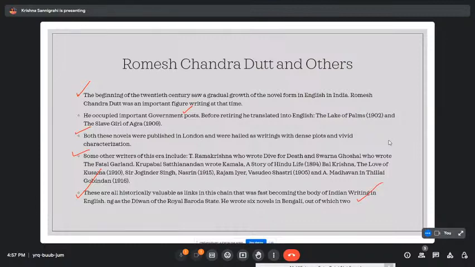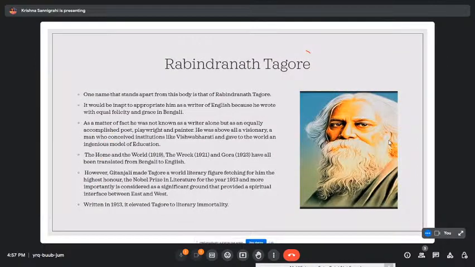in English, and various writers were contributing to this. The important writer here is Rabindranath Tagore. You cannot skip him when we are talking about English in India. So, it would be enough to appropriate him as a writer of English because he wrote with equal felicity and grace in Bengali. But it is also interesting that he has actually translated his own works into English as well.